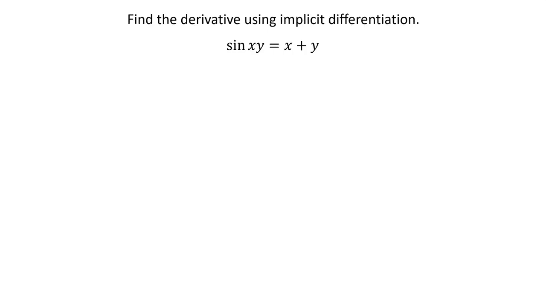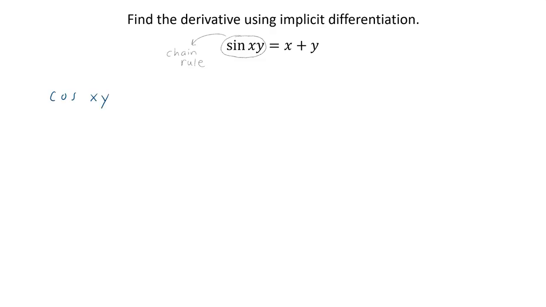Let's find the derivative of this equation using implicit differentiation. On the left side of this equation, we have the term sine xy. To differentiate this, we're going to have to use the chain rule. To find the derivative using the chain rule, we multiply the derivative of the entire expression, or the outside, by the derivative of the inside. And in this case, our inside expression is going to be the argument of the sine function, xy.